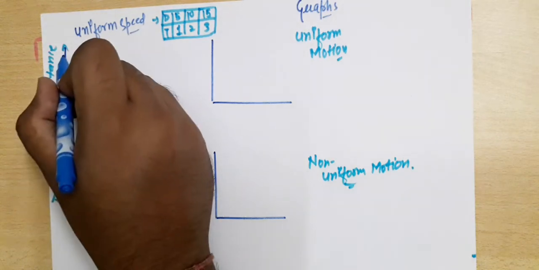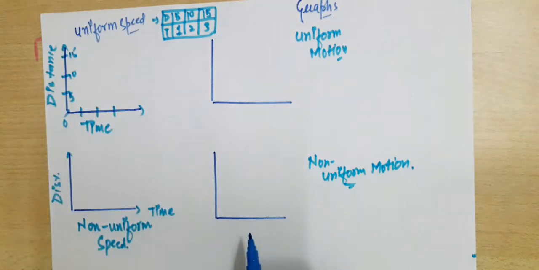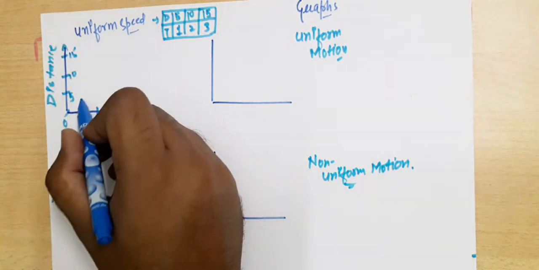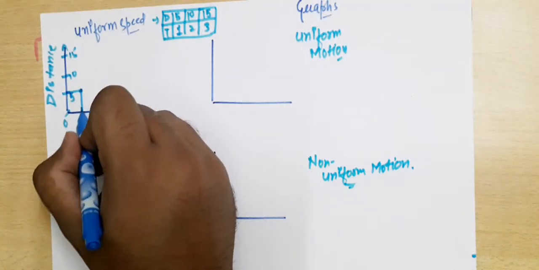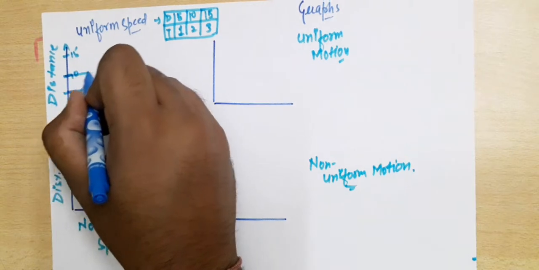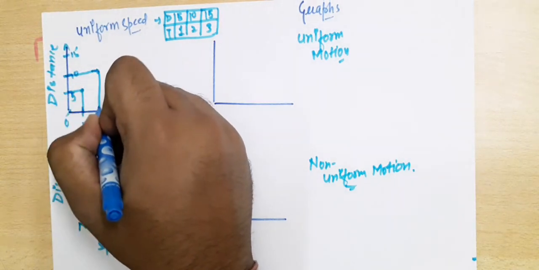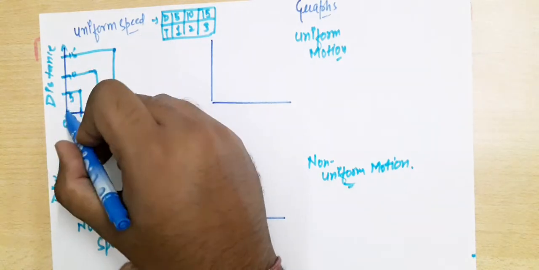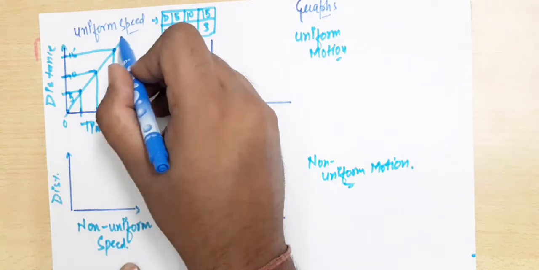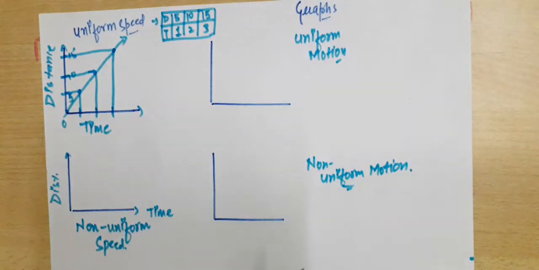10, 15. So what we will observe, at the very first second the distance was 5 meters, so we will get this point. At the second it was this one, and in the third this point has come. So we will observe that in the case of uniform speed we will have a straight line graph, because equal distance is changing in equal intervals of time.